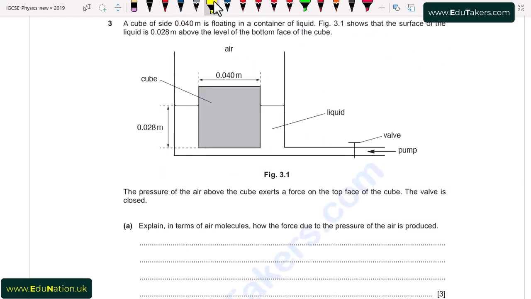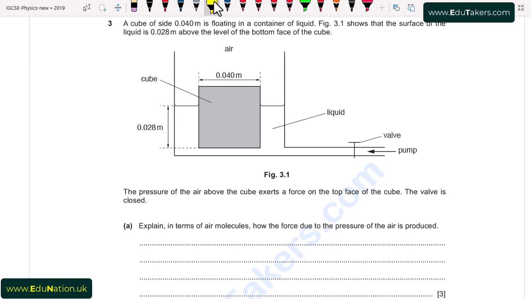Question number 3. A cube of size 0.040 meter is floating in a container of liquid. Figure 3.1 shows that the surface of liquid is 0.028 meter above the level of the bottom face of the cube. The pressure of the air above the cube exerts a force on the top surface of the cube. The valve is closed. Part A. Explain in terms of air molecules how the force due to the pressure of the air is produced.